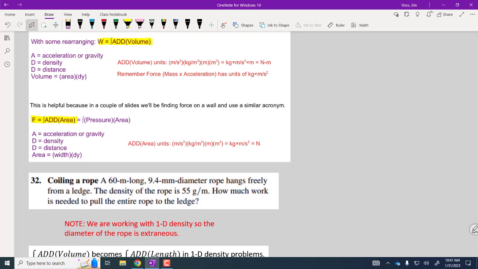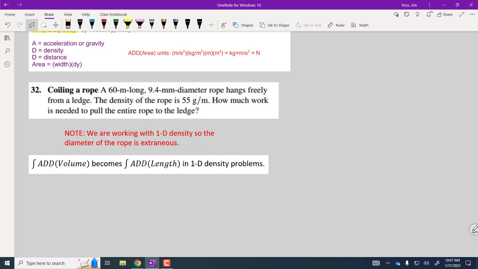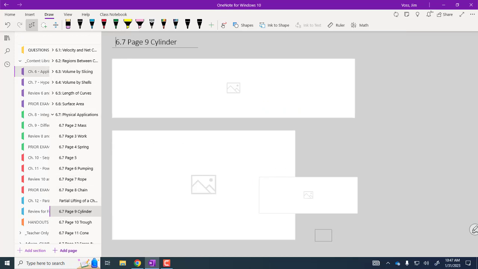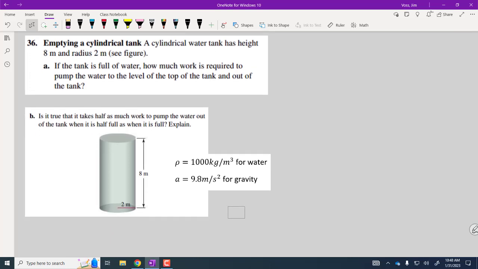So our key right now is ADD volume, and I'm going to come back to this problem in a second, and we'll talk about that one in a second. I want to do one that is going to reflect the idea of pumping water out of a tank, and then we'll go. The rope is done the same way, except that it's a special case which makes some things look a little different. So we'll do that one second.